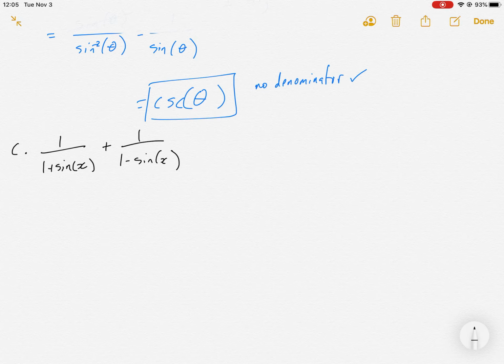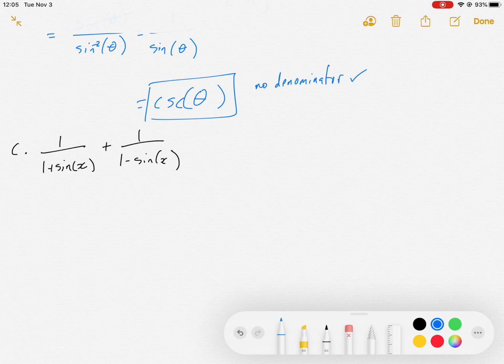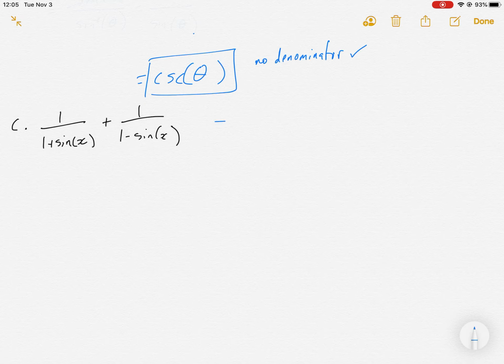Now, one thing we should probably do at this point is review how to add fractions. So recall that we need a common denominator. And if the denominators are different, this actually means that we have to multiply them together, multiply the denominators together.